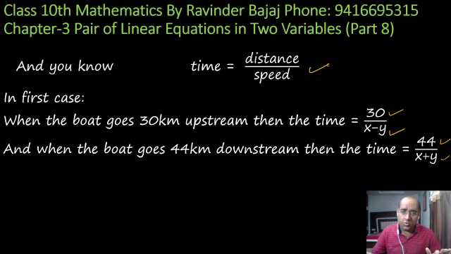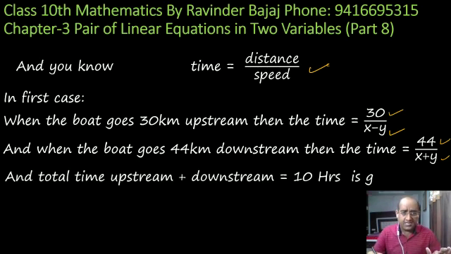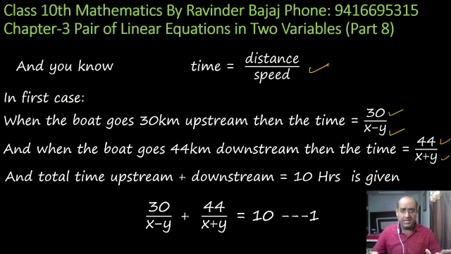So the total time going up and coming down is given in the question. Say, the total time upstream and downstream is 10 hours. So according to this upstream downstream time, 30 upon x minus y plus 44 upon x plus y is equal to 10. This is equation number 1. We will use this equation while solving for x and y.